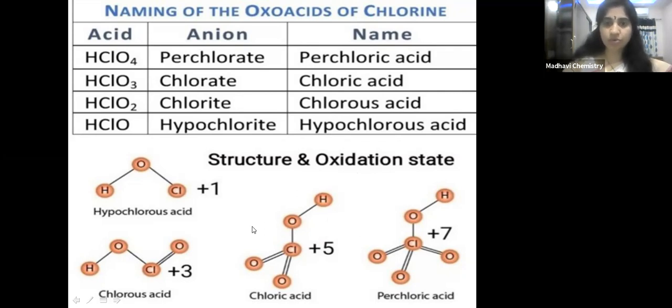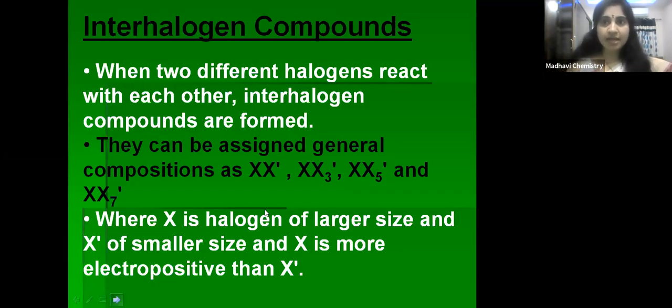So this is about the structure and oxidation states of oxo acids of chlorine. Next, the last topic is interhalogen compounds. So children, halogens have a special property: they can react with other halogens. When two different halogens react with each other, interhalogen compounds are formed.